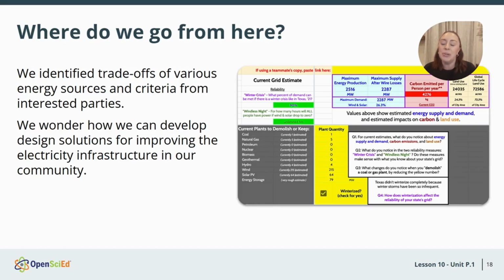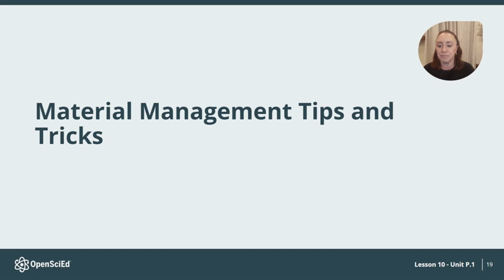So where do we go from here? Well, in lesson 10 here, we identified the trade-offs of these various energy sources, and we identified criteria that we should use to weigh in order of importance based off of our interested parties. And then this is wondering how we can now develop a solution for our community. And so that'll be the focus of the next lesson.